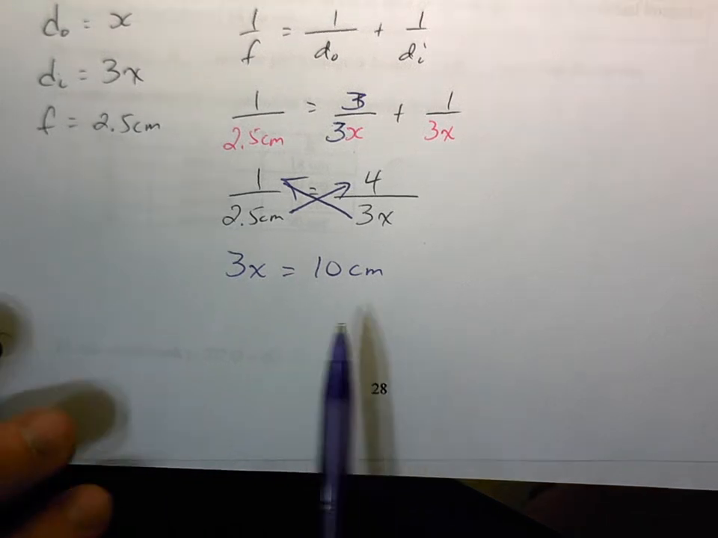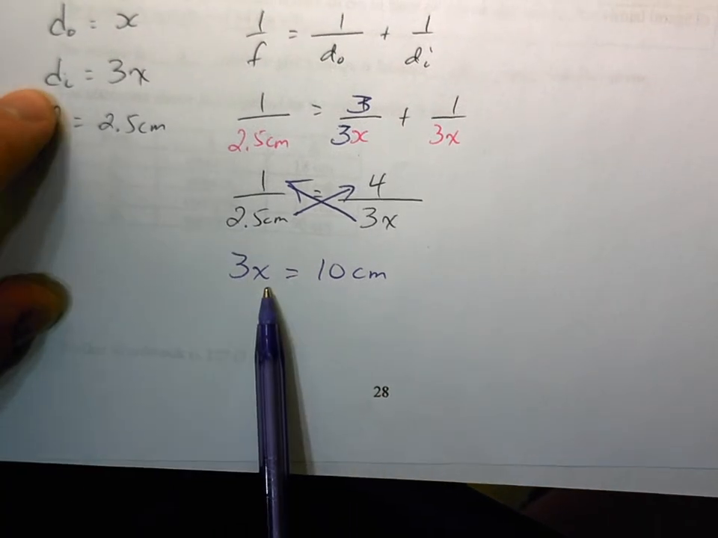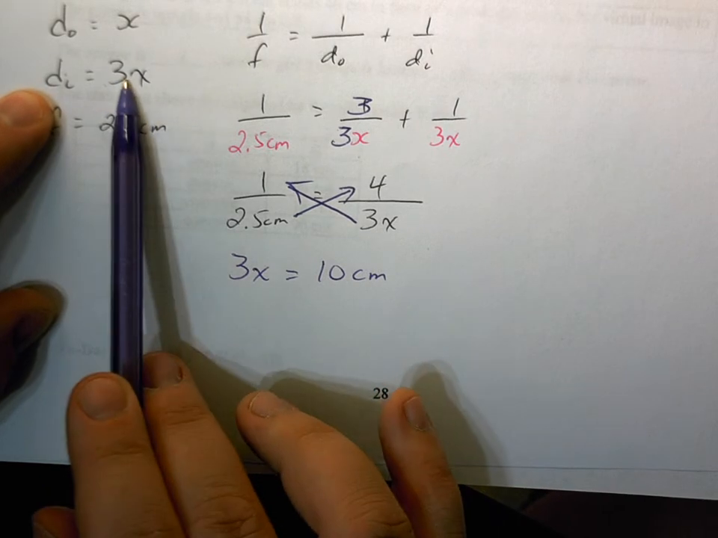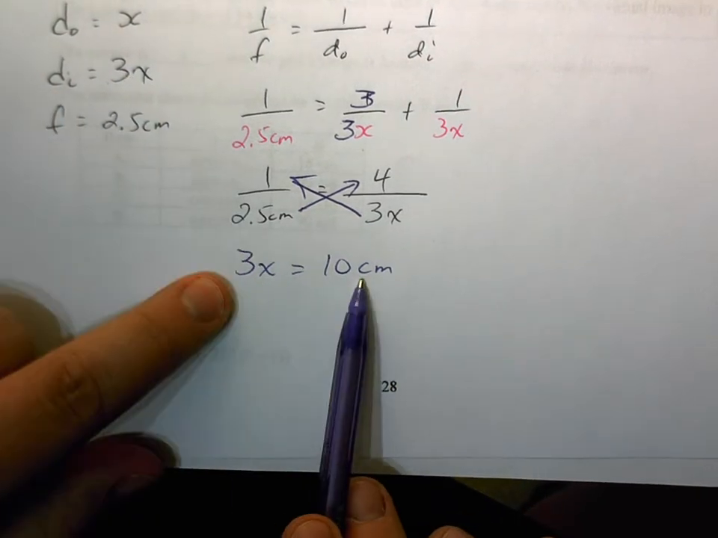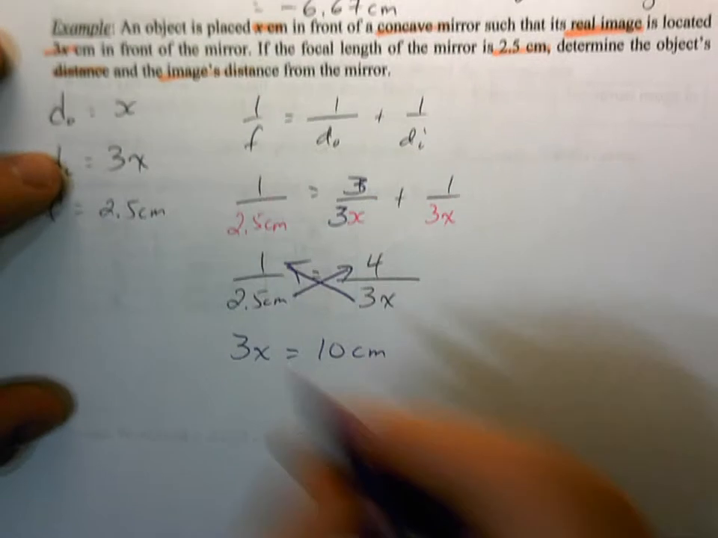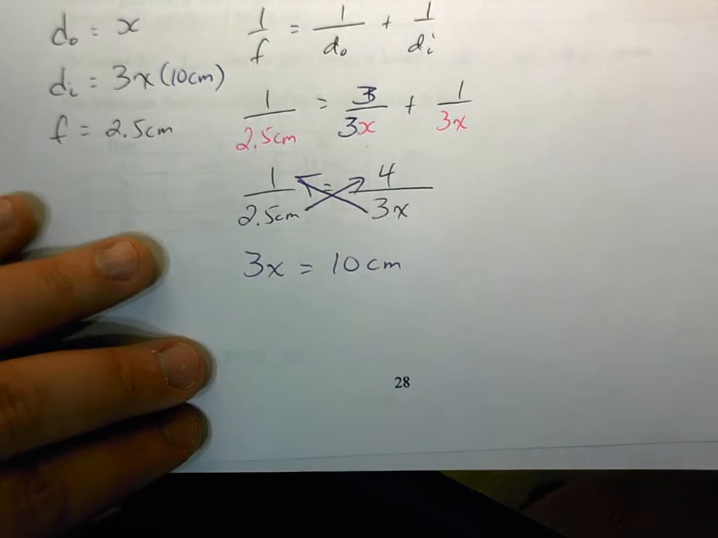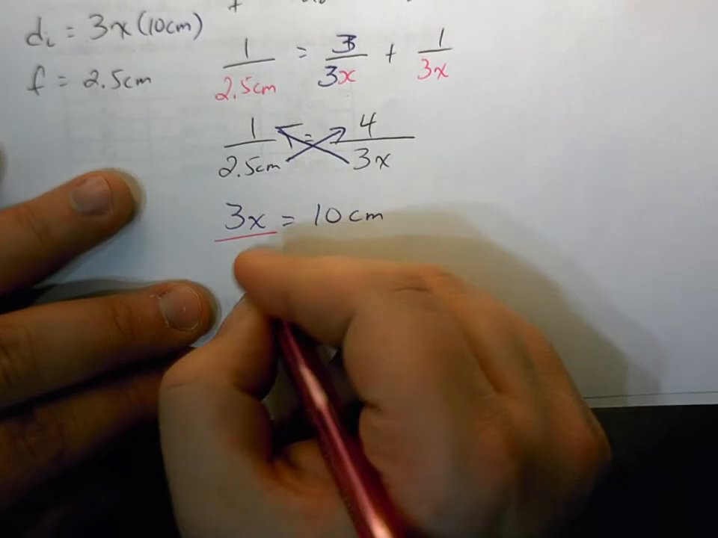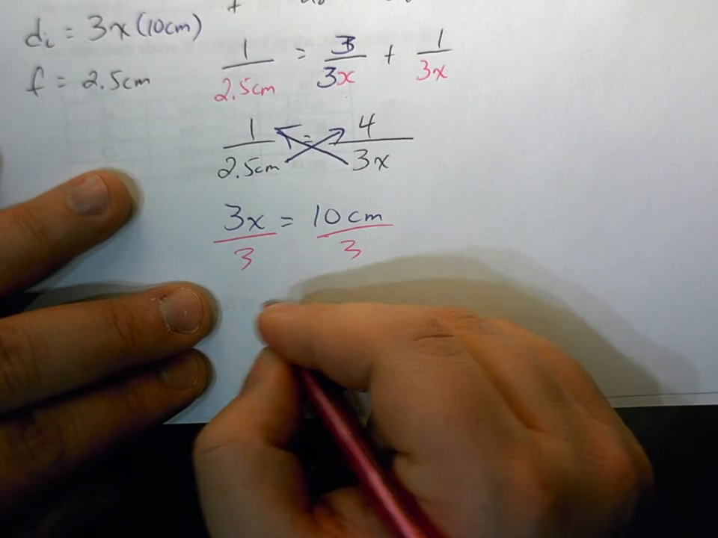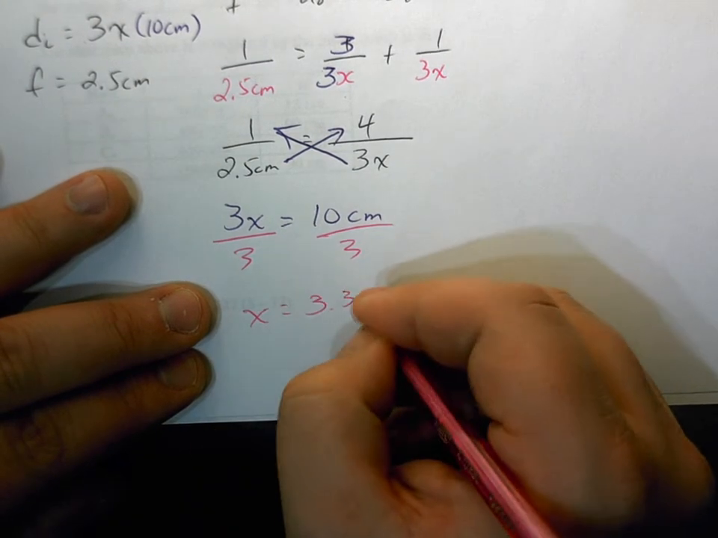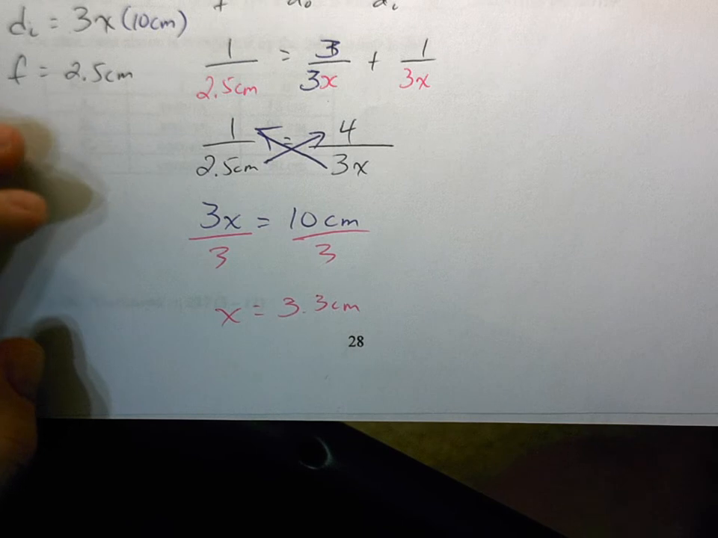Now, I'm just going to stop it here. We want DI. We know that DI is equal to 3x. Well, we know 3x is 10 centimeters, so we might as well just mark that down now, just to save us the trouble. And then we want to find DO, which is just going to be x, so we're going to divide both sides by 3. So we're going to get x equals 3.3 centimeters. So I can kind of mark that on my side up here.